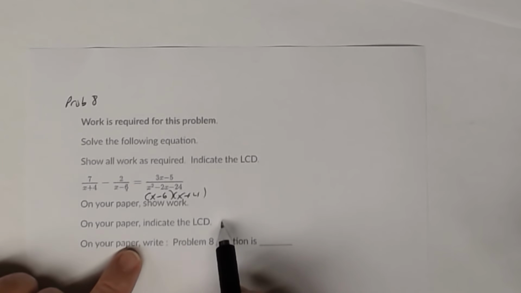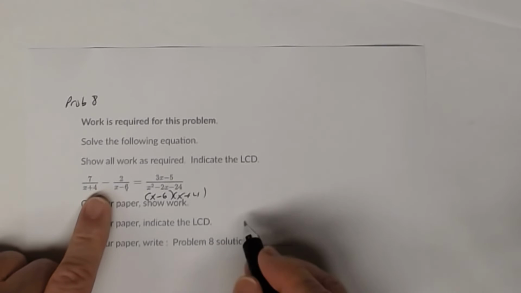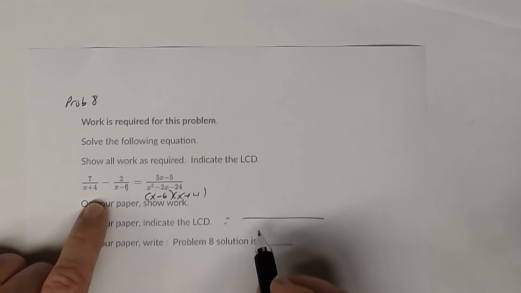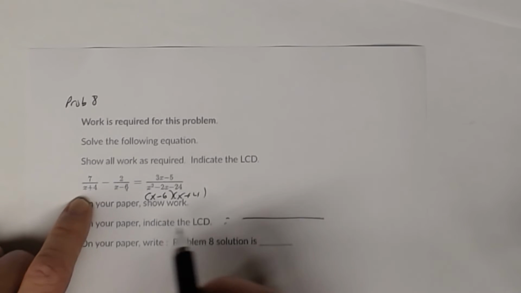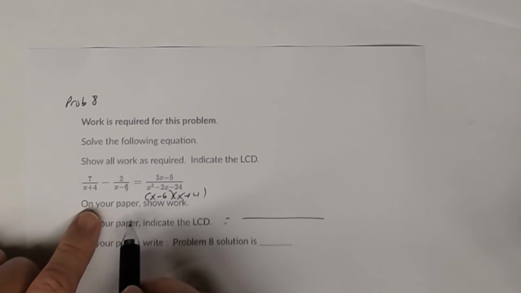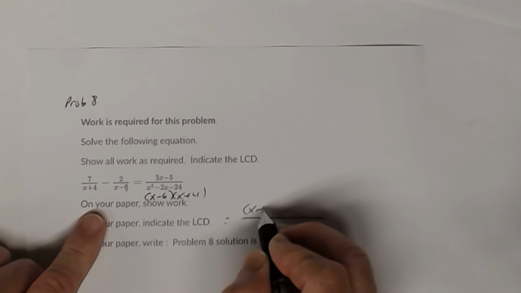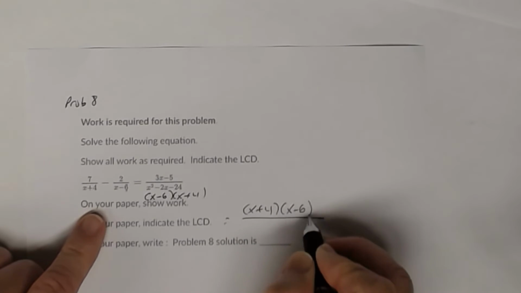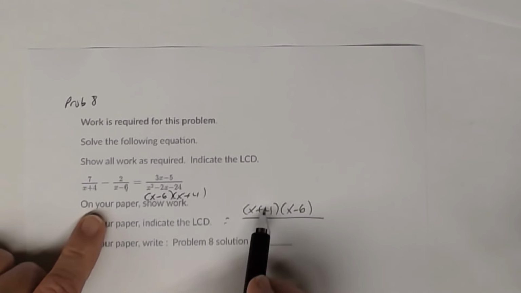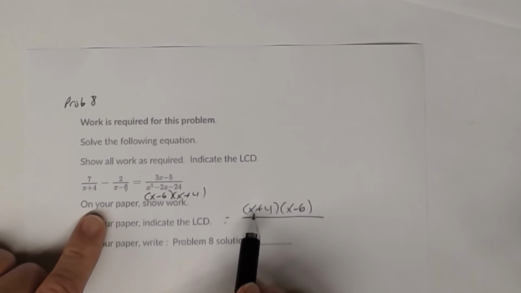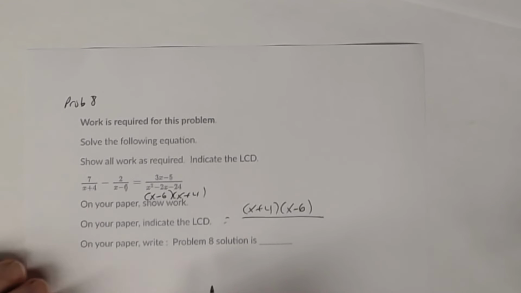And so remember, to find the least common denominator, your least common denominator will include every factor that you see. So I see an x plus 4, I see an x minus 6, I already talked about. So far I have x plus 4 times x minus 6. And I see an x plus 4 and I already have it. All right, so my least common denominator is just x plus 4 times x minus 6.